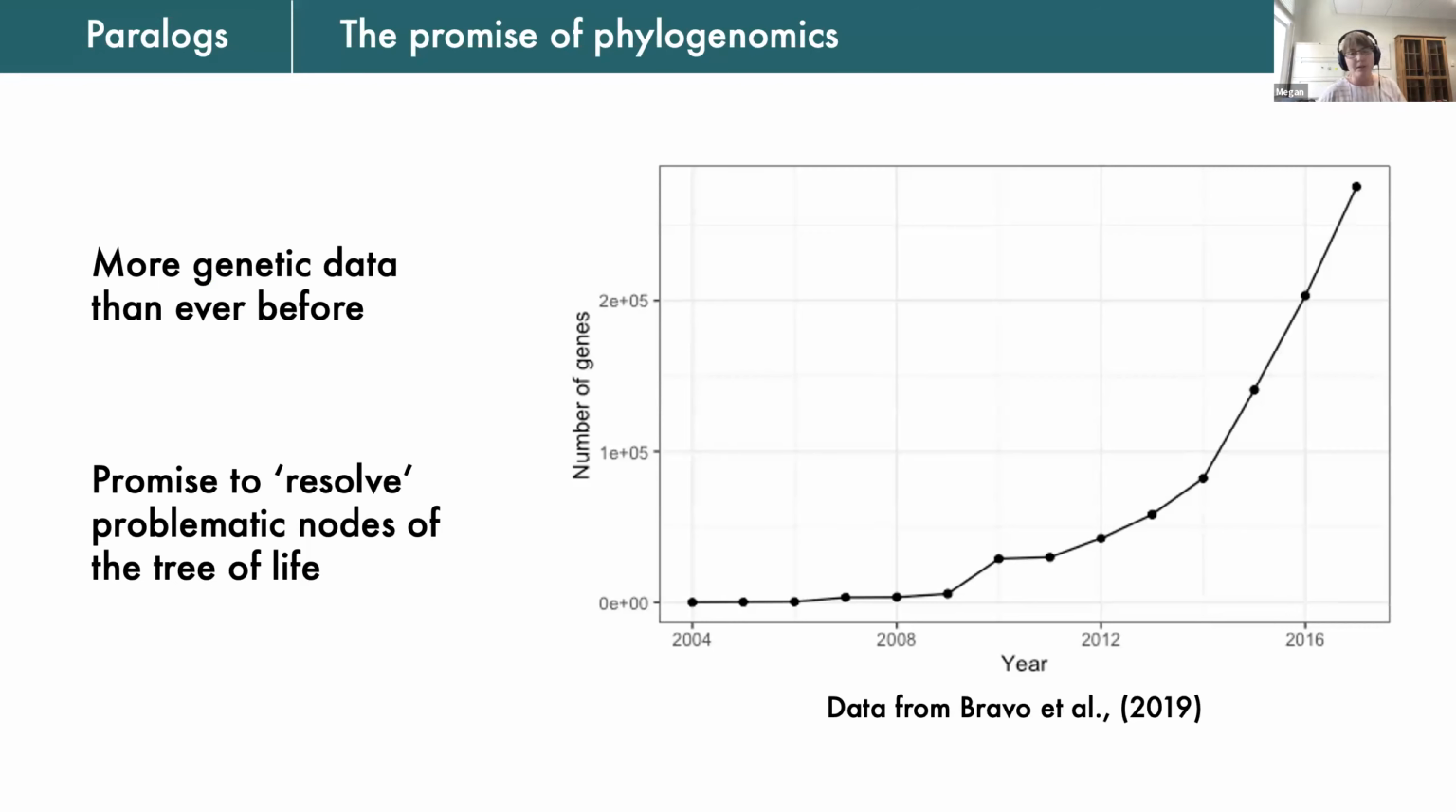Okay, so one of the main promises of phylogenomics was that we would have more genetic data than ever before. And because of this, we would be able to resolve the tree of life. So on the y-axis, you see the number of genes in phylogenetic studies, and on the x-axis, we're showing the year. And so obviously, we have way more data than we ever did before, and it continues to increase.